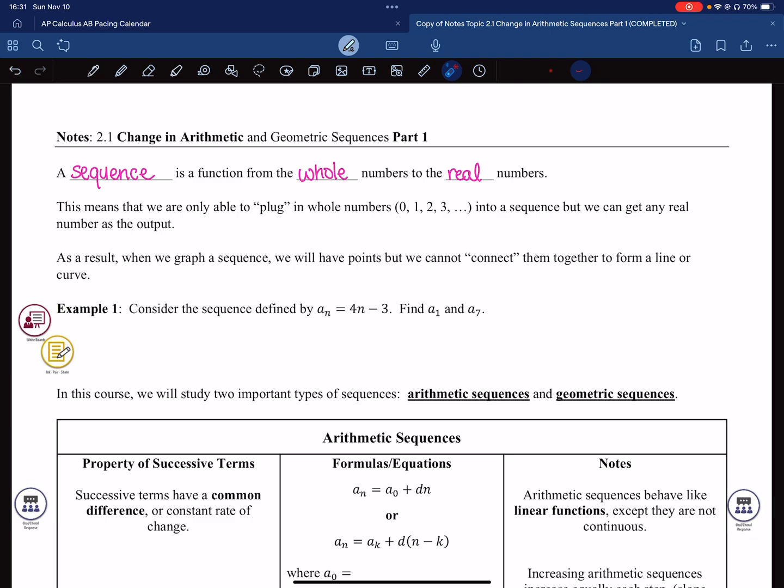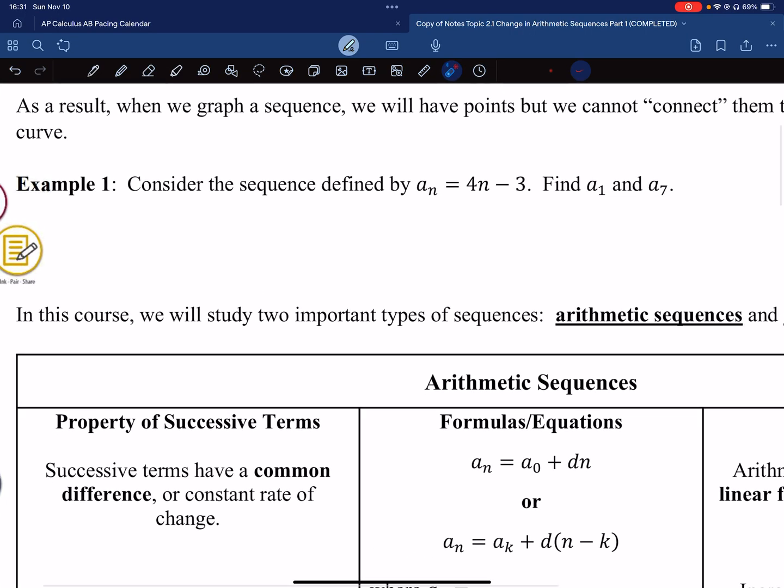As a result, when we graph a sequence, we will have points, but we cannot connect them together to form a line or a curve. So in example number one, consider the sequence defined by a sub n, that means subscript n, equals 4n minus 3. We want to find a sub 1 and a sub 7.